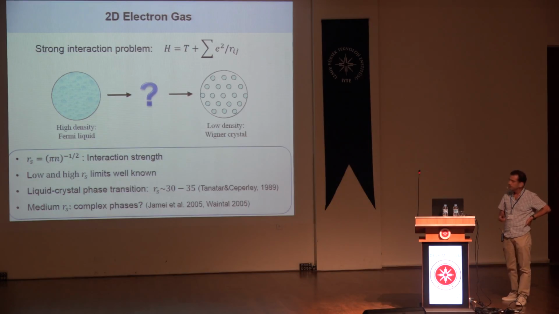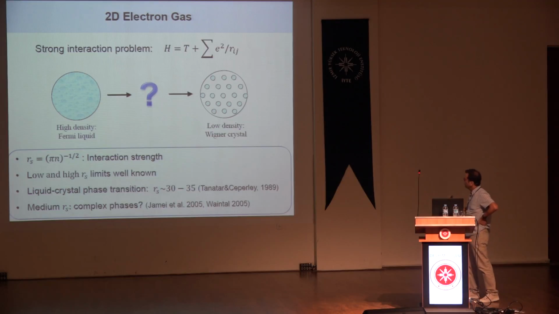Now, I'm going to take a step back and look at a 2D electron gas. So this is not graphene. Just to explain the idea of Wigner crystallization. It is a strong interaction problem. So let's say you have an electronic gas, and the Hamiltonian is given here. You have the kinetic energy and the interaction energy.